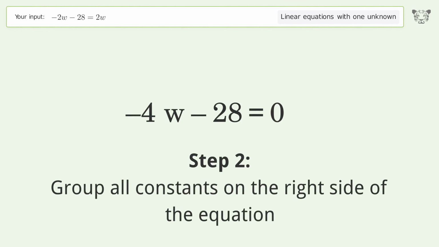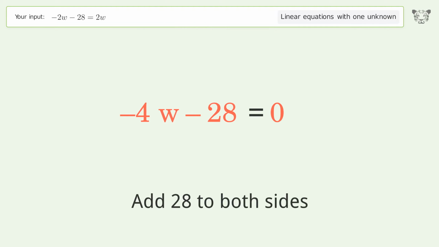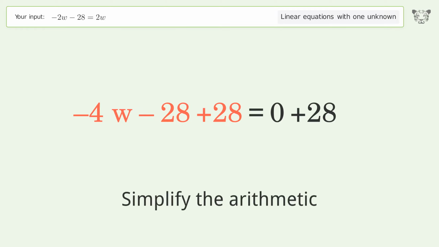Group all constants on the right side of the equation. Add 28 to both sides. Simplify the arithmetic.